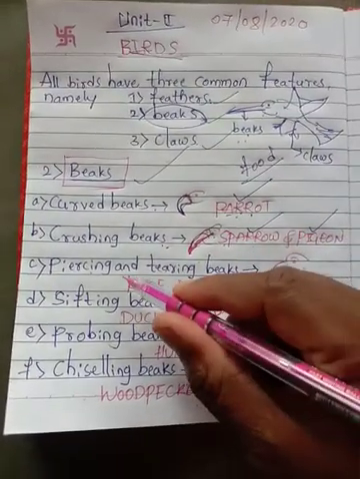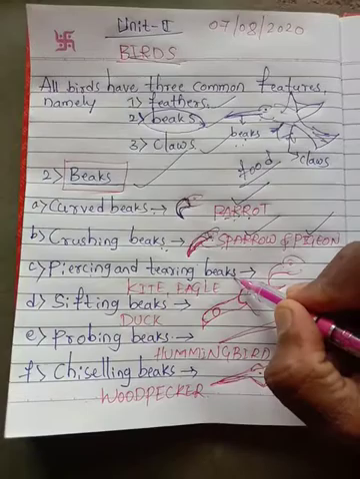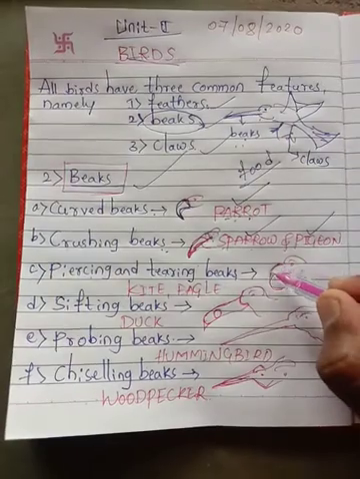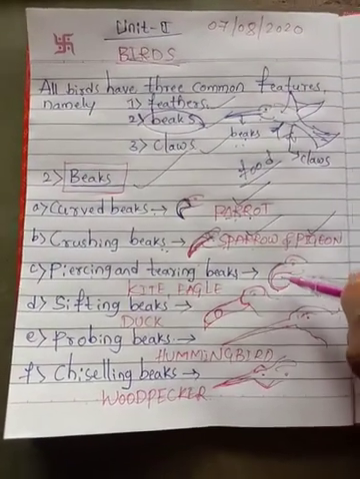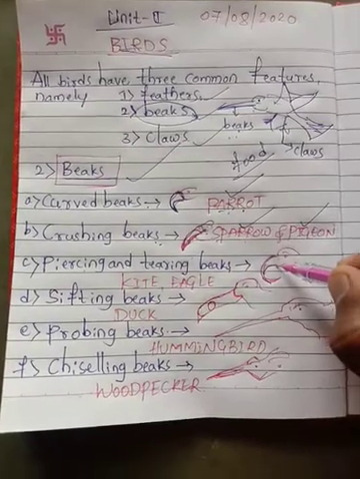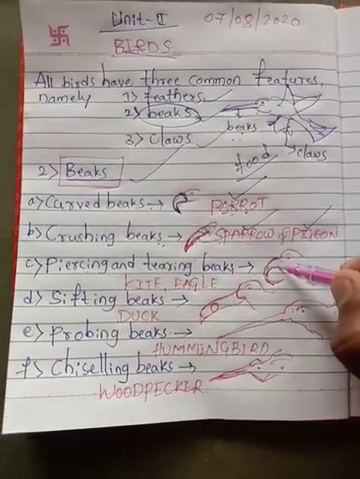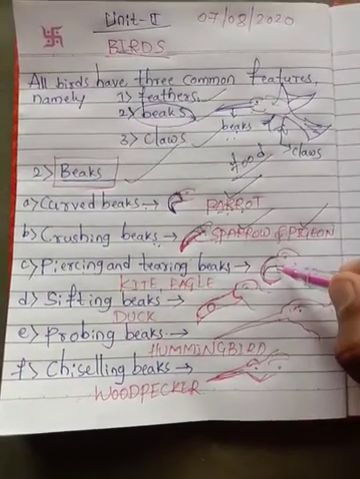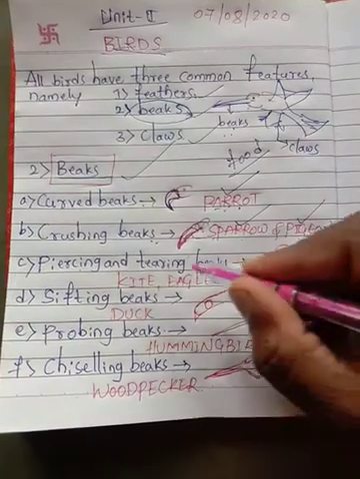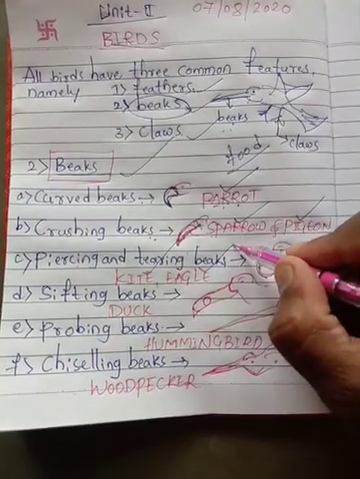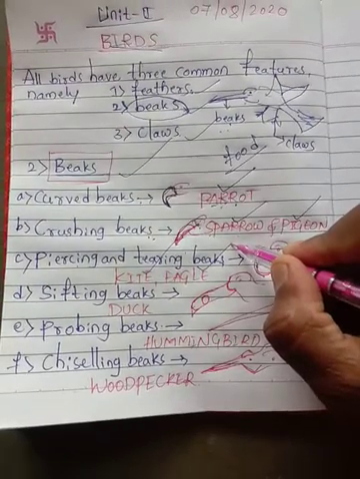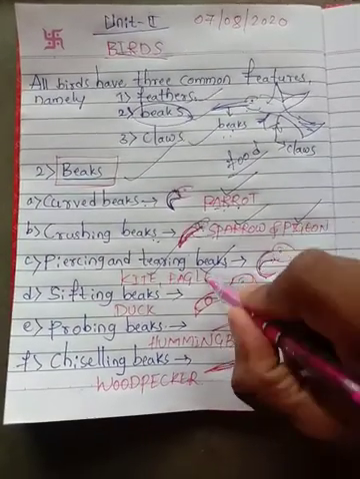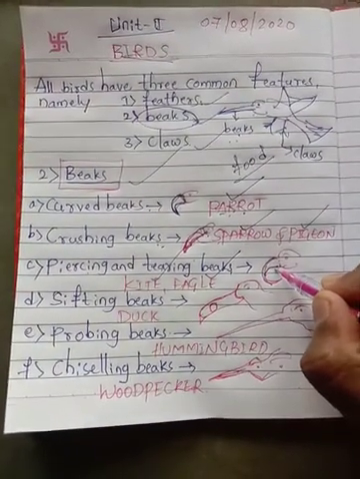Next one, piercing and tearing beaks. Just look, this is a tearing beak. Commonly, tearing beaks belong to flesh eating birds. Flesh eating means animal eating birds. Examples of piercing and tearing beaks are the kite and eagle. Have you understood this? Kites and eagles have piercing and tearing beaks. Their beak is like this.